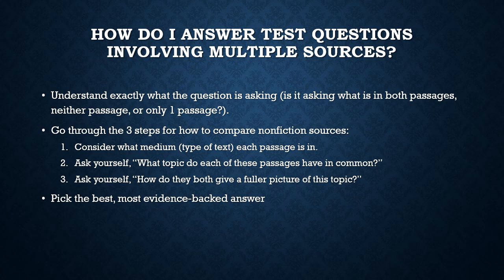Next, you want to just simply go through those 3 steps for how to compare nonfiction sources that we just went over. Just to reiterate, number 1 was to consider what medium or type of text each passage is in. Then you want to ask yourself, what topic do each of these passages have in common? And then you want to ask yourself, how do both of these passages give a fuller interpretation or fuller picture of that topic? So once you've gone through those steps, then you just simply try to pick the best, most evidence-backed answer. And that's it. Just know what the question's asking, go through those 3 steps, and then pick the best answer.